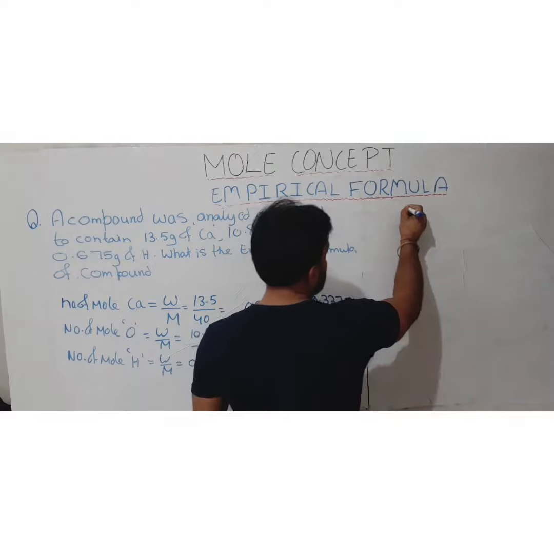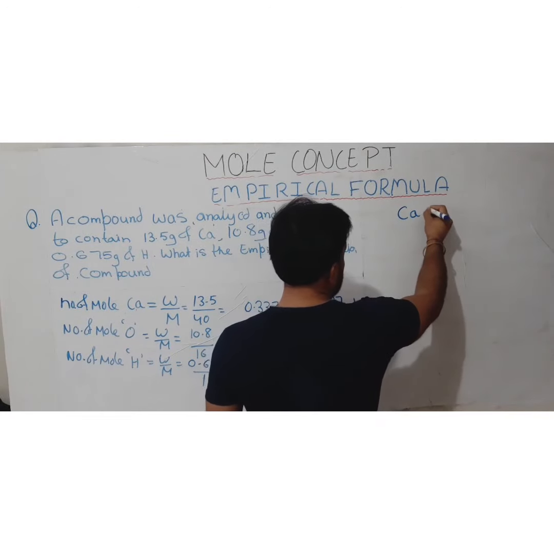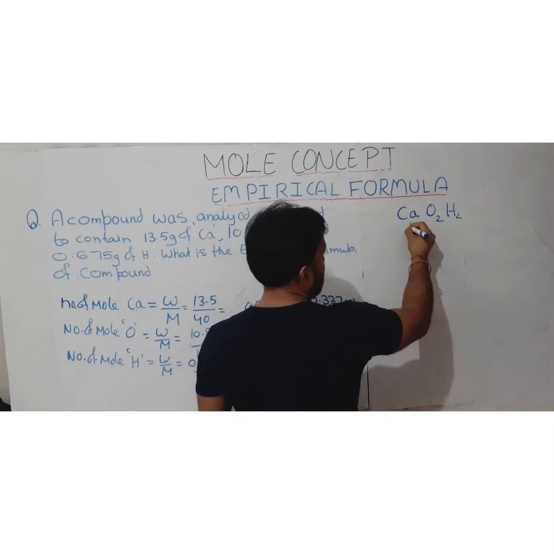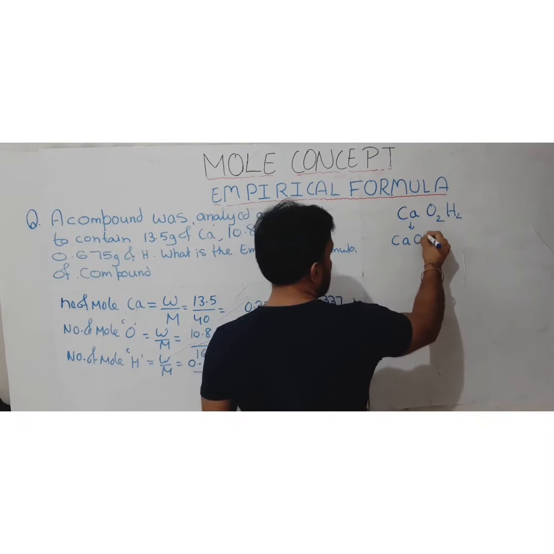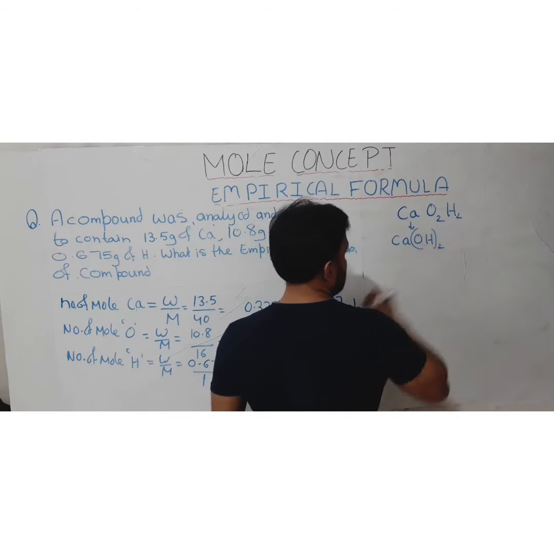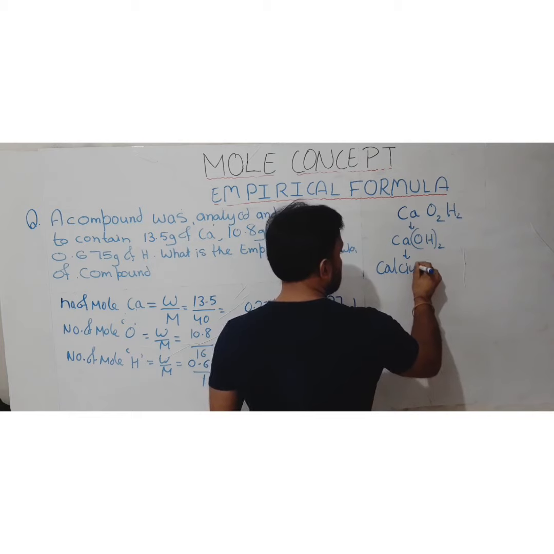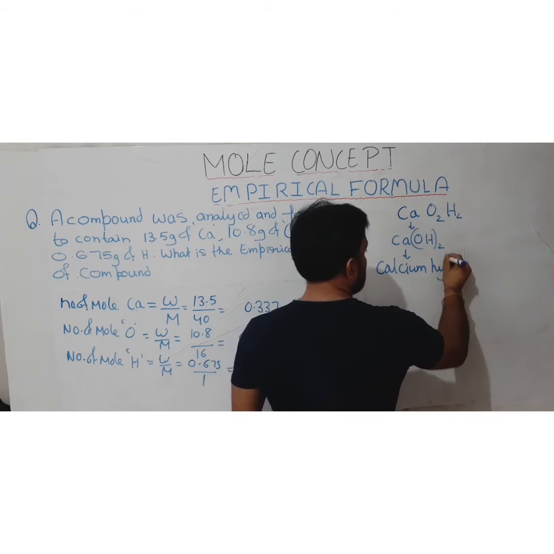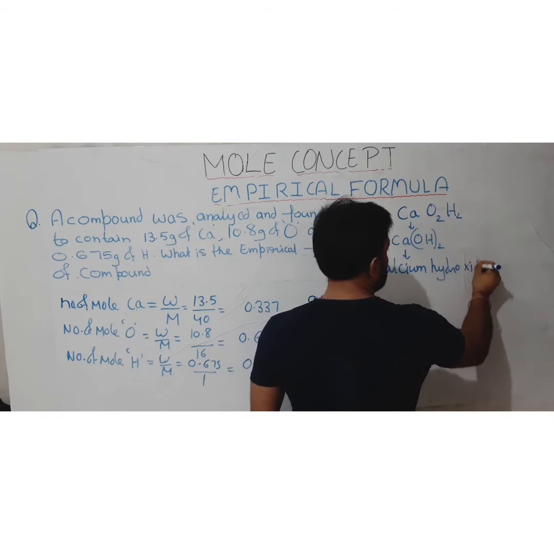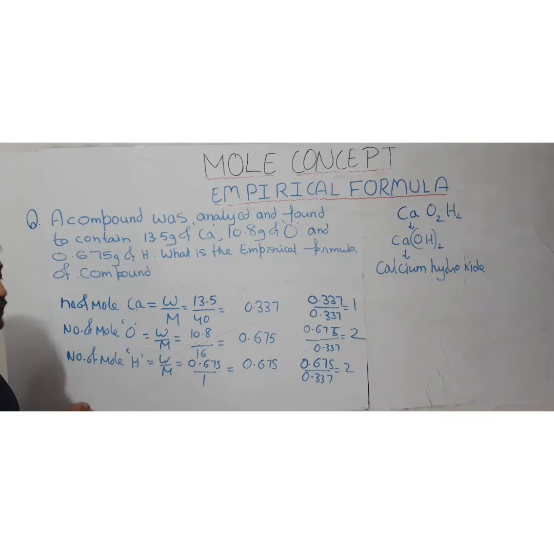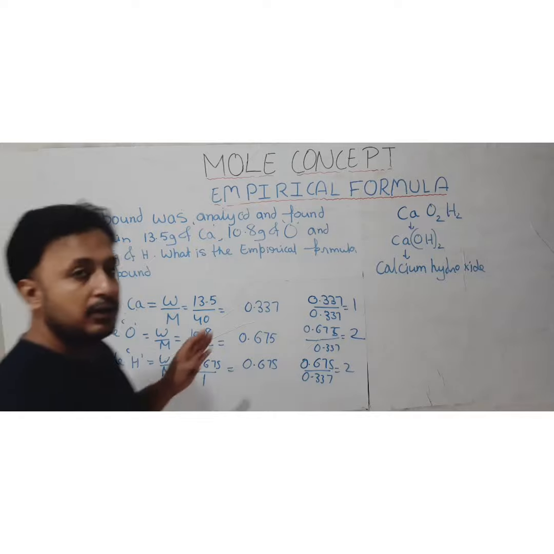So you can write here as CaO2H2, or else we can also write it as Ca(OH)2, which you know is also known as calcium hydroxide. So that is one of the ways by which you can calculate the empirical formula. This is another type of question where the masses of the substance are given and you can calculate the empirical formula of the substance.